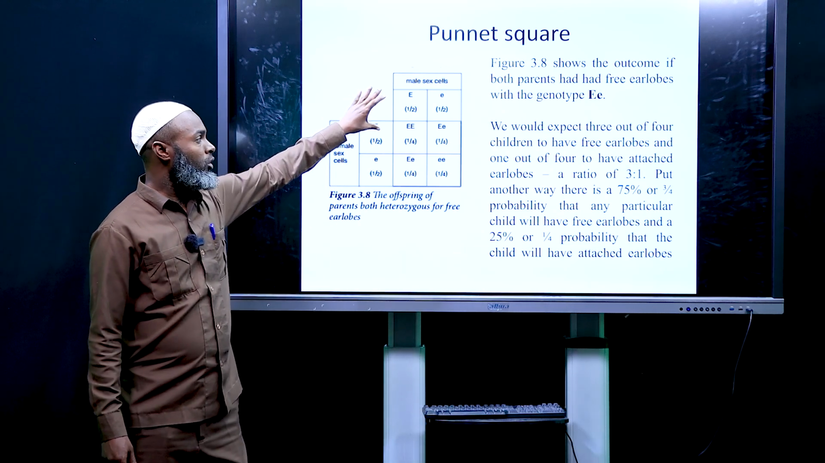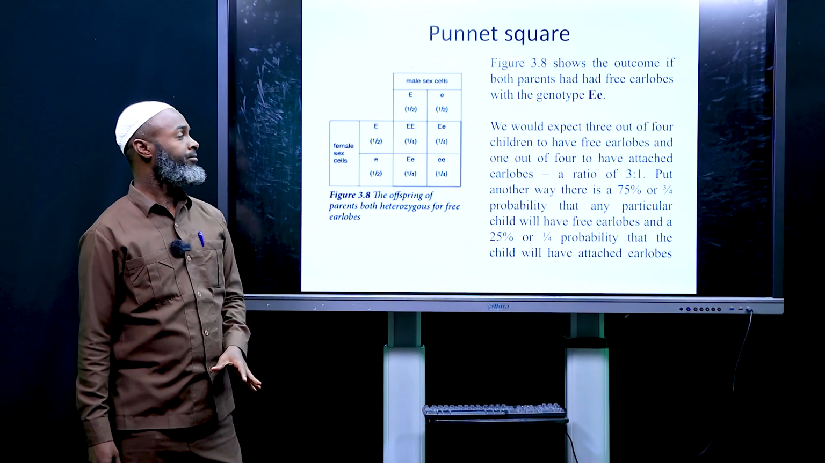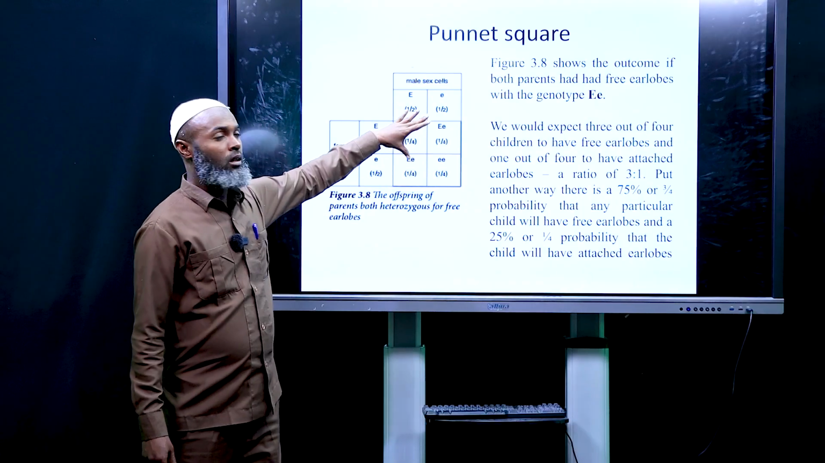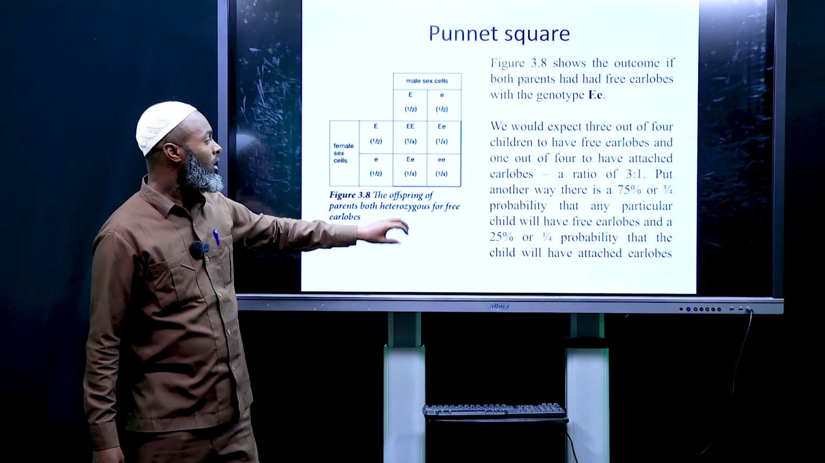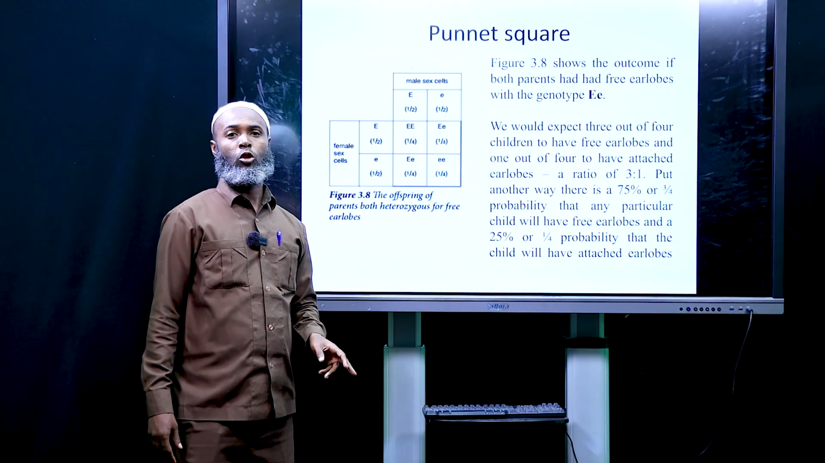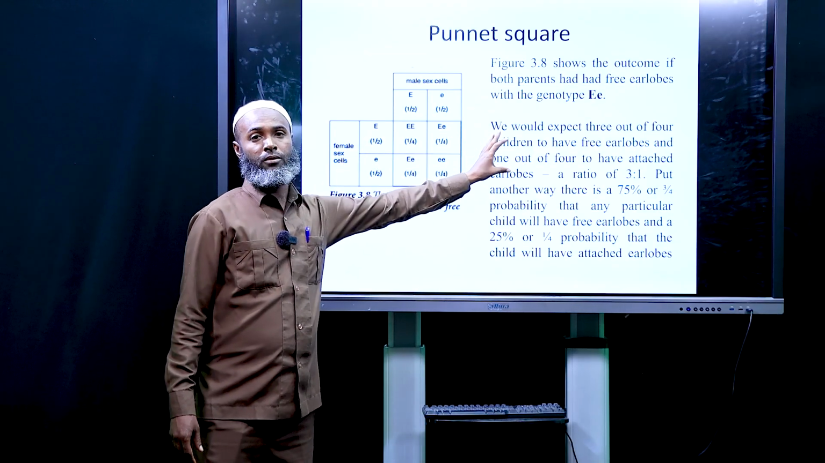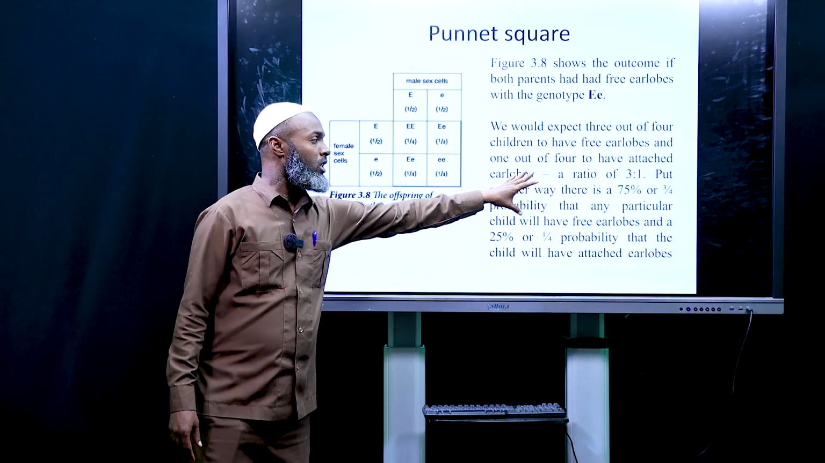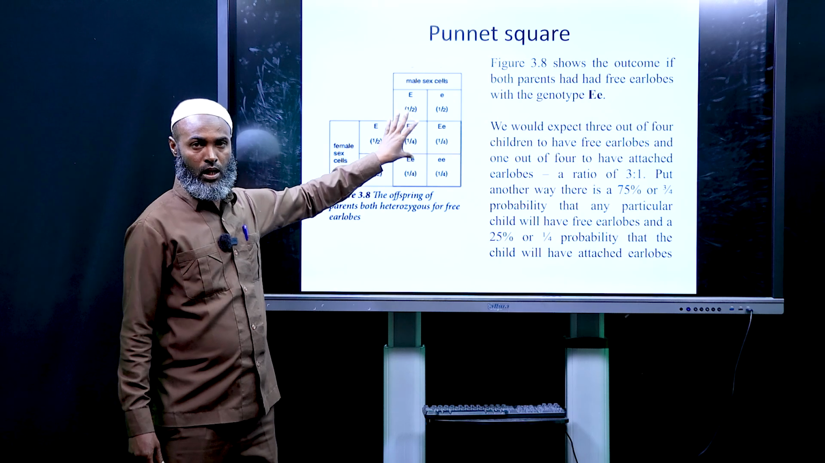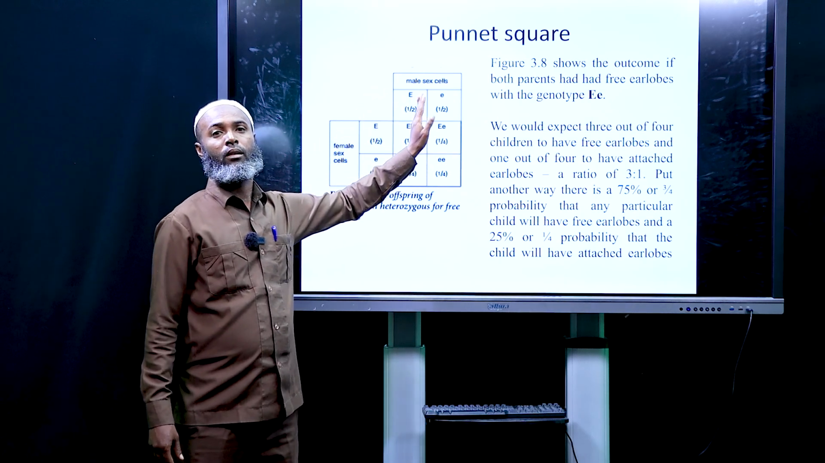But remember, genotypically, the ratio would be 1 to 2 to 1. One homozygous dominant, 2 heterozygous, and 1 homozygous recessive. So this is genotypically, but phenotypically they have 3:1. 1, 2, 3, capital E is for free earlobe.